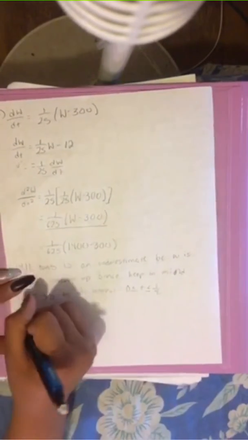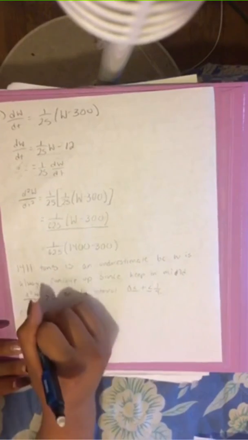For letter C, we need to find the particular solution W equals W of t to the differential equation dW over dt equals 1 over 25 parentheses W minus 300 with initial condition W of 0 equals 1400. So pretty much we only need to find the equation. What we're first going to do is separate the dW and dt.